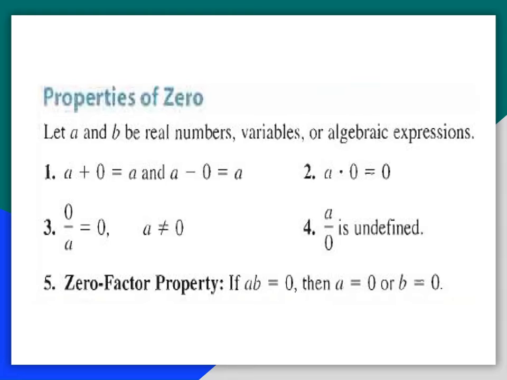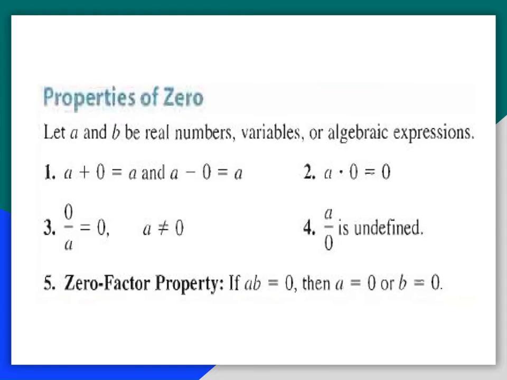Properties of 0. Again, these properties work for real numbers, variables, and expressions. Number 1, a plus 0 equals a, and a minus 0 equals a. So we can add or subtract 0 from any value, and it will give us back the value that we started with in the first place. Number 2, a times 0 equals 0. This is that property that we learned in elementary school where anything times 0 is 0.